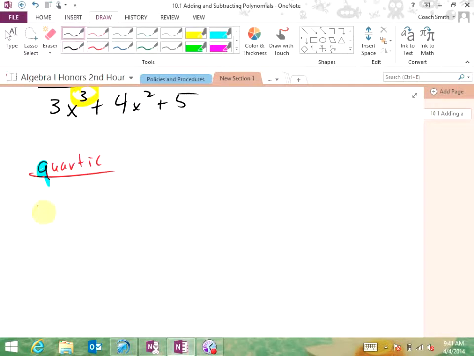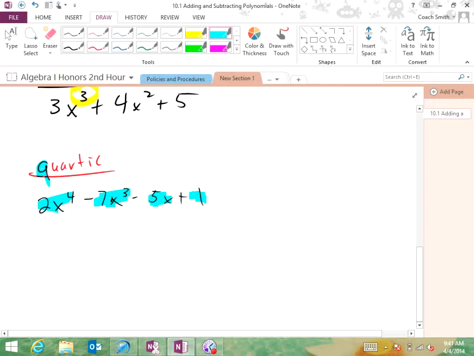All right, now, so this is something like 2x to the fourth minus 7x to the third minus 5x plus 1. So if I was classifying that, that would be a quartic polynomial, because it has more than 3 terms. Quartic? I don't know. We don't deal with them.